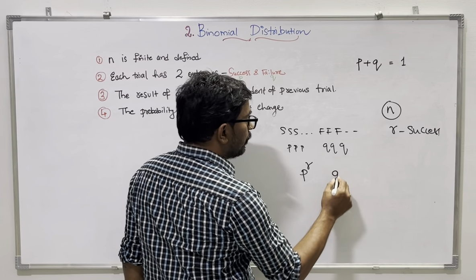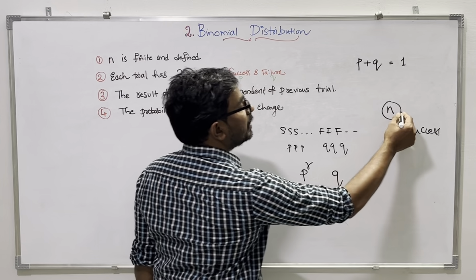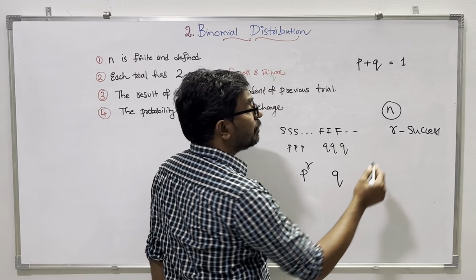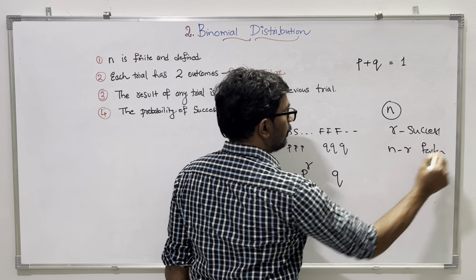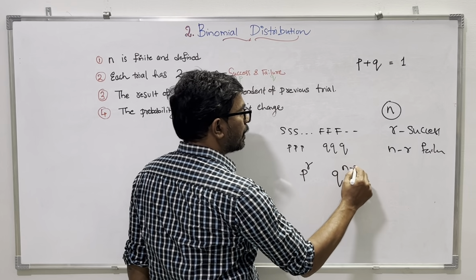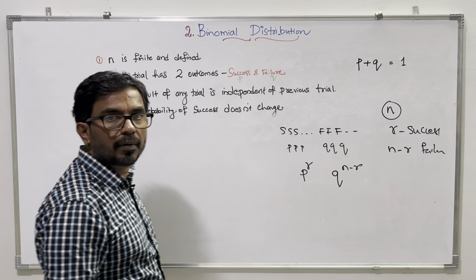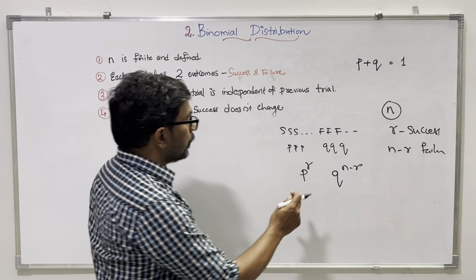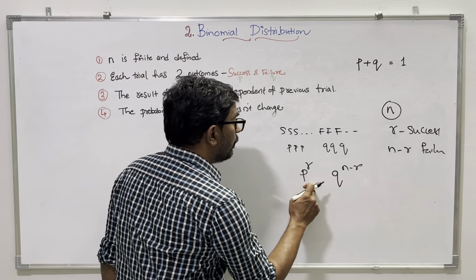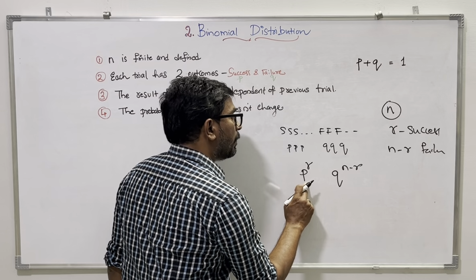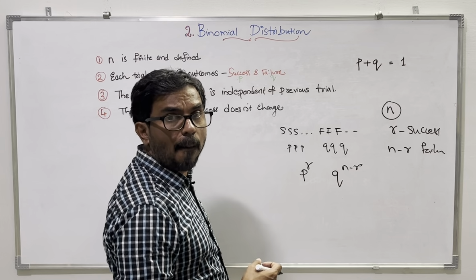And then Q will be what? What is left over? Total is N, R is success. Then what will be failure? N minus R will be failure. Therefore, Q will get the power N minus R. So this product will give you the probability of one particular arrangement happening.